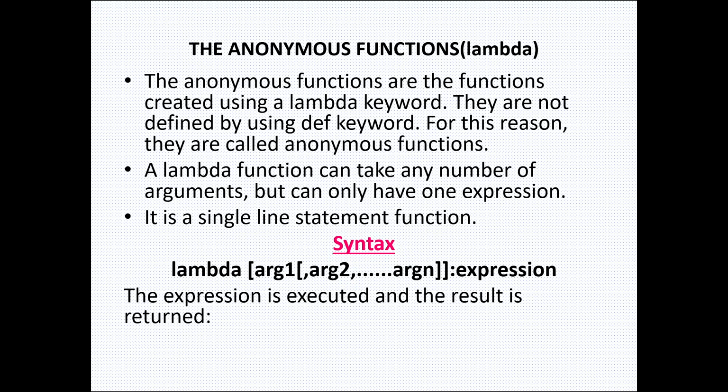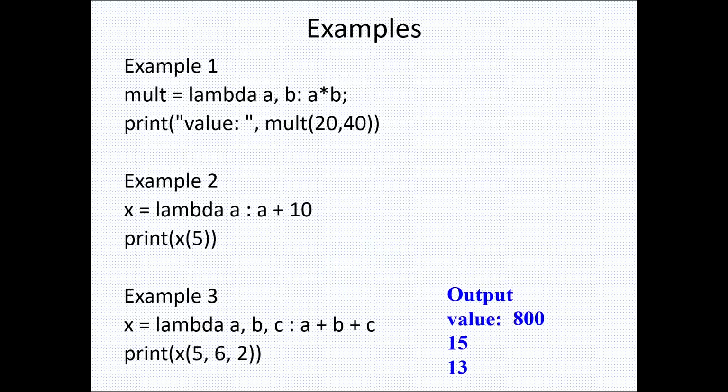First we use the lambda keyword and then we give the argument list. In this example 1, a lambda function that multiplies argument A with the argument B and prints the result. In the second example, a lambda function that adds 10 to the number passed into the argument and prints the result. In the third example, this function sums arguments A, B and C and prints the result.